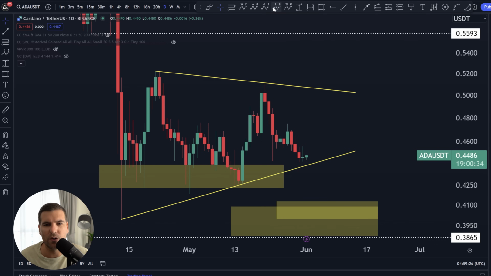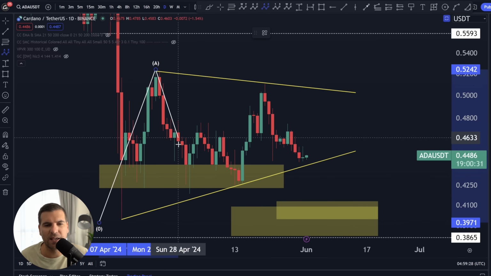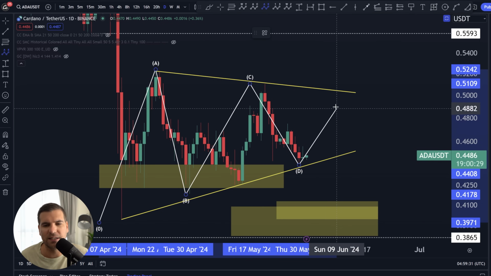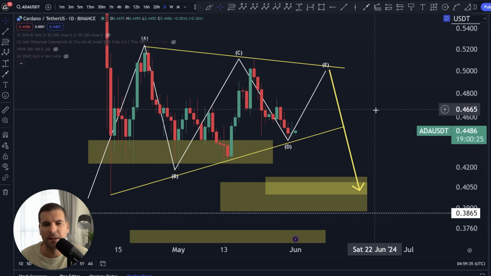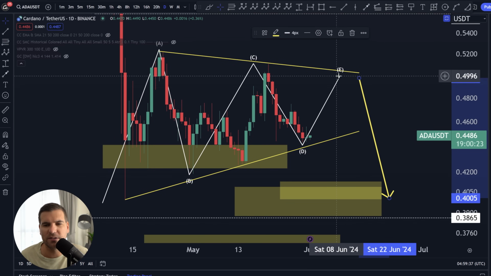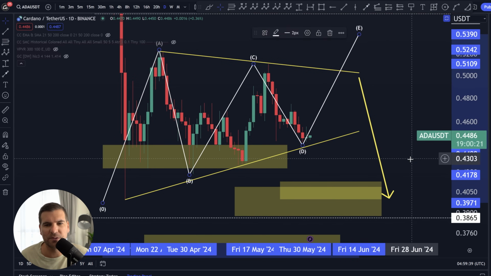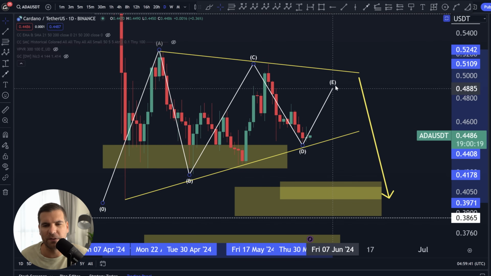Let me show you what that looks like. So you'd have an A, B, C, D, E kind of situation, and this breaks down. Okay, so it's going to be an interesting one. There's no guarantees in the crypto space. The E wave can also break out, by the way, and still be a valid E wave.